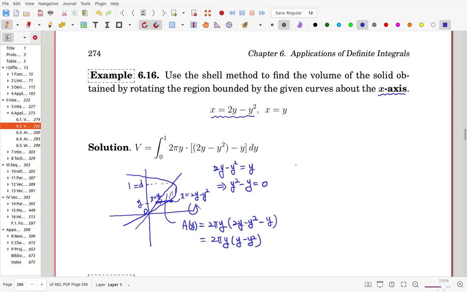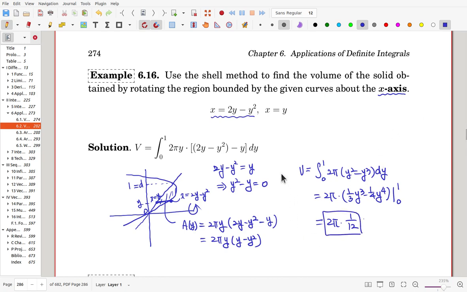So the volume is the integral from 0 to 1, y moving from 0 to 1, of 2 pi, and if we multiply y over there, it's y squared minus y cubed dy. 2 pi is here. That's 1/3 of y cubed minus 1/4 of y to the 4, and now we evaluate from 0 to 1. So that is 2 pi times 1/3 minus 1/4, which is 1/12. So that's the final answer.